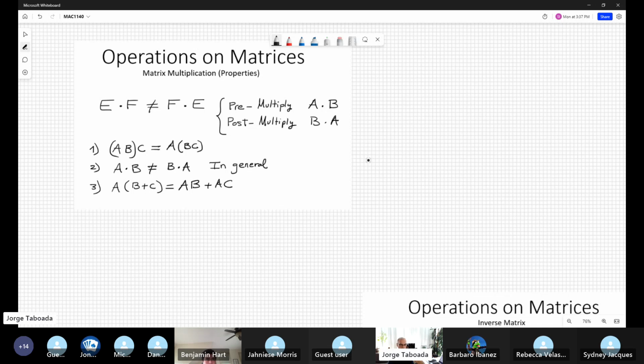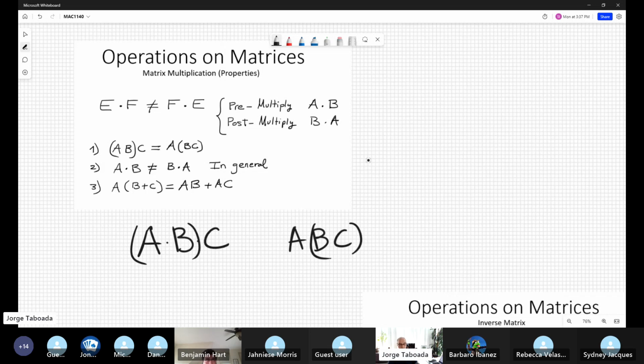Associative is multiplication of three matrices, A, B, C. You can multiply if the dimensions match. It doesn't matter if you multiply A and B first and then multiply the answer AB by C, or you multiply B and C first and after that A. Notice that you don't change the order of the matrices.